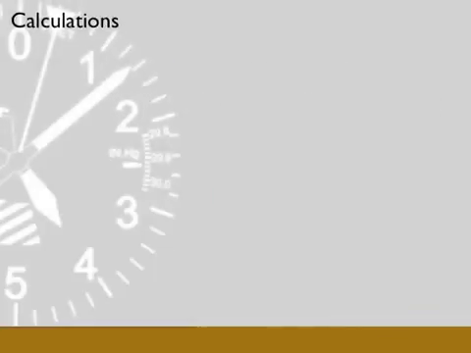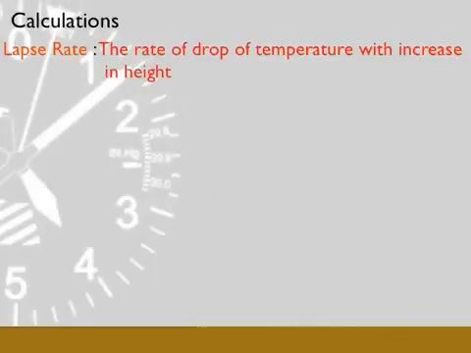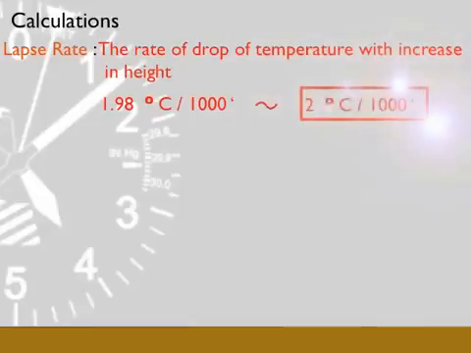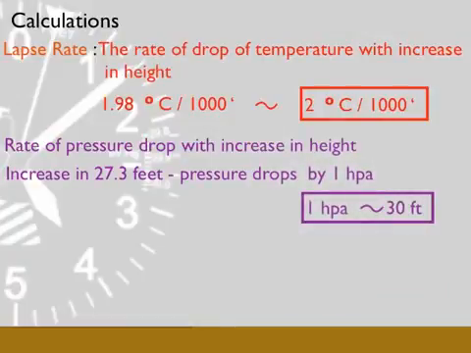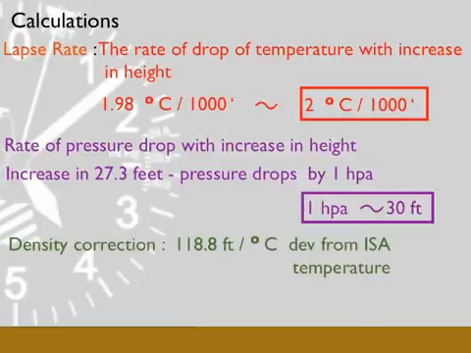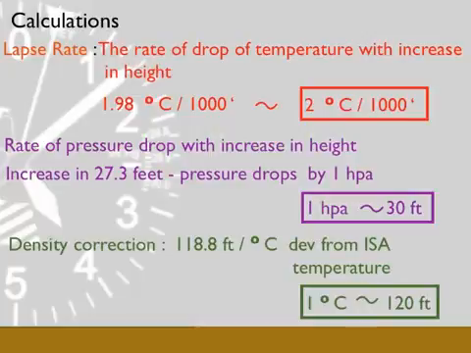Lapse rate. It is the rate of drop in temperature with increase in height. It equals 1.98 degrees centigrade, say 2 degrees per 1,000 feet. Rate of pressure drop with height equals 27.3 feet, approximately 30 feet per hectopascal. Density correction for temperature is about 120 feet per degree centigrade.